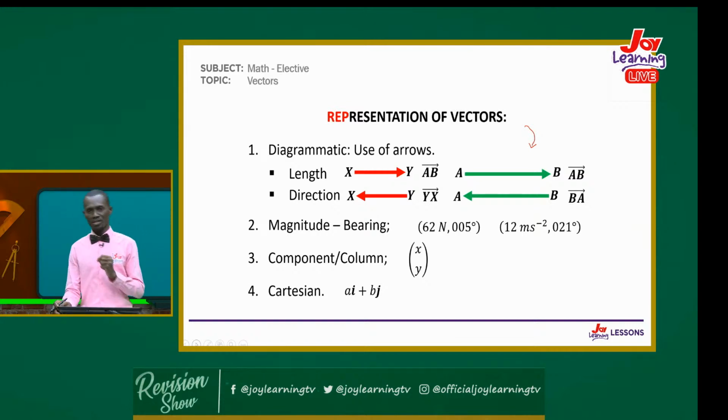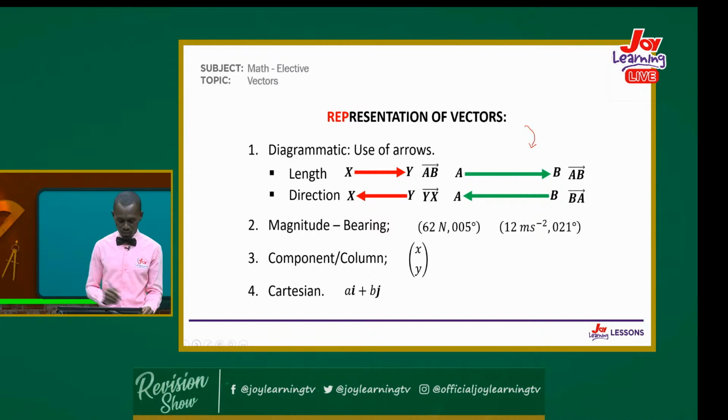Now, what this means is, if we can represent a vector in one way, we should be able to convert that representation to another form. So for example, if I had it as magnitude bearing, I should be able to convert it to a component or column form. If I had it in the column form, I should be able to bring it back to the magnitude bearing form. We're going to do those calculations briefly.